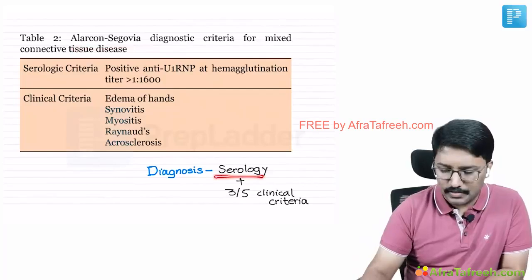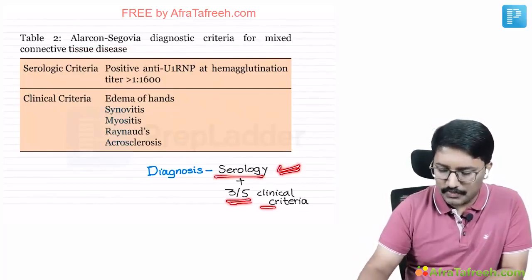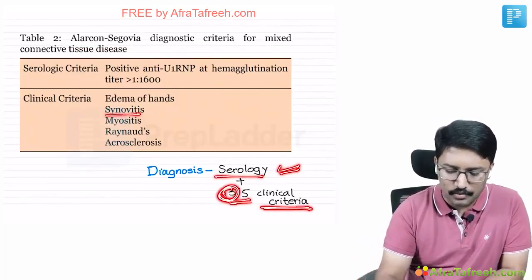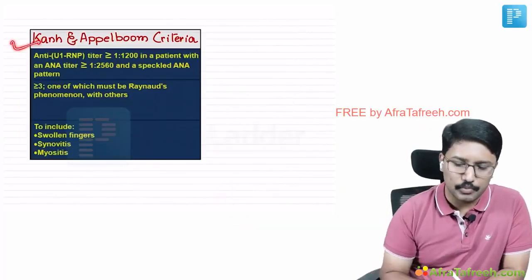So to give you a summary, serology should be positive with the titer of 1 in 1600. 3 out of 5 clinical criteria should be there, and out of these 3, at least 1 should be about synovitis or myositis. Okay. Now the next classification criteria is Kahn and Appelbaum criteria.